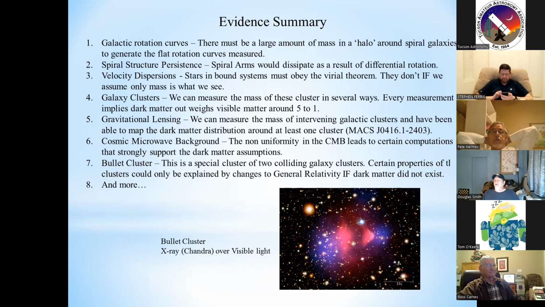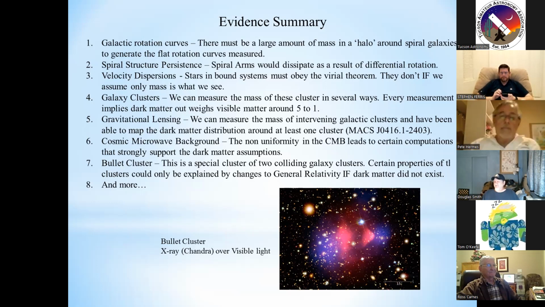Velocity dispersions, you can actually do that kind of analysis using the virial theorem, and you can come up with the correct results. If you do that kind of work, you will get answers that imply there's a lot more mass in the closed system than you think there is. Galaxy clusters, like we did on the Coma cluster and other clusters, there's a lot of different ways to measure the mass of a galaxy cluster. Every time you do it, you come up with the same answer. The amount of dark stuff is about 5 times as much as the light stuff.